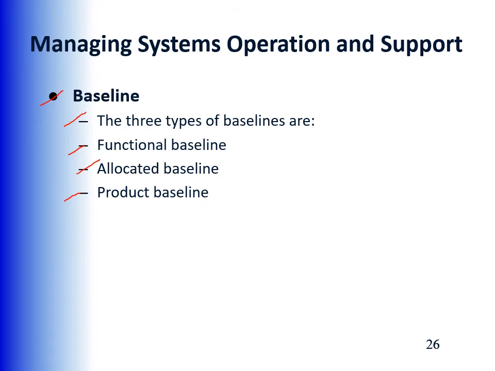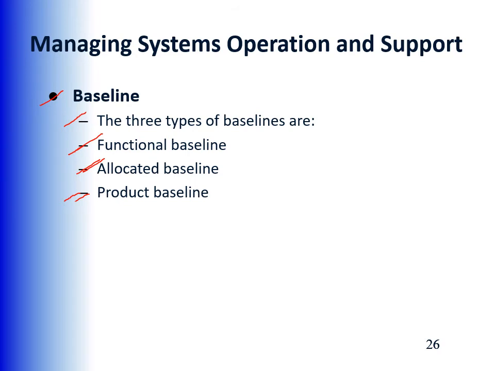The allocated baseline documents the system at the end of the design phase and identifies any changes since the functional baseline. The allocated baseline includes testing and verification of all system requirements and features. Last, the product baseline is the system at the beginning of system operation. The product baseline incorporates any changes made since the allocated baseline and includes the results of performance and acceptance tests for the operational system.